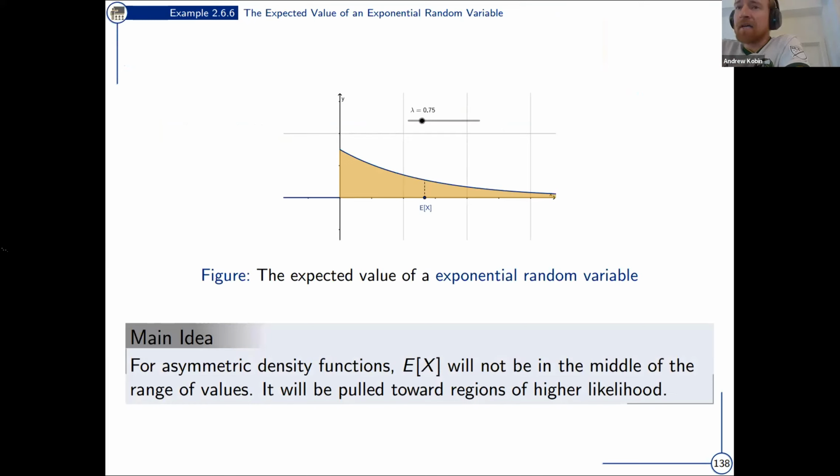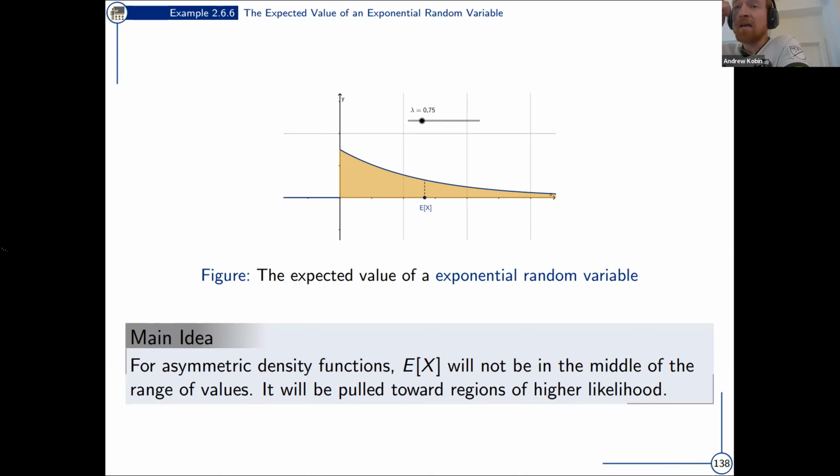Here's a graph of an exponential random variable, by the way. This is with lambda equals 0.75, but our formulas work for any lambda. So you can work this out in given problems or work it out as a formula with lambda as a parameter as well. One thing to note is that for asymmetric density functions, the expected value, the mean value of the distribution, will not be smack dab in the middle of the range of values. It's actually going to be pulled towards regions of higher likelihood.